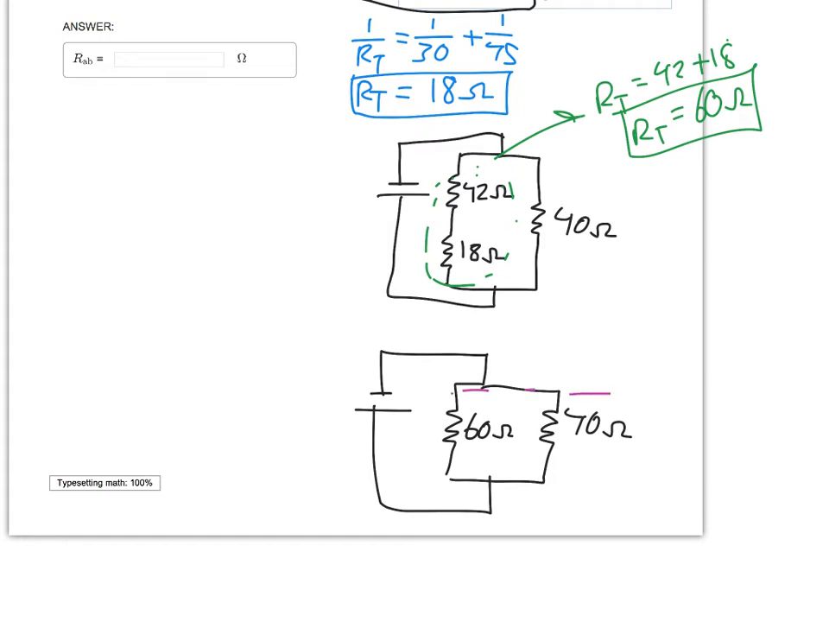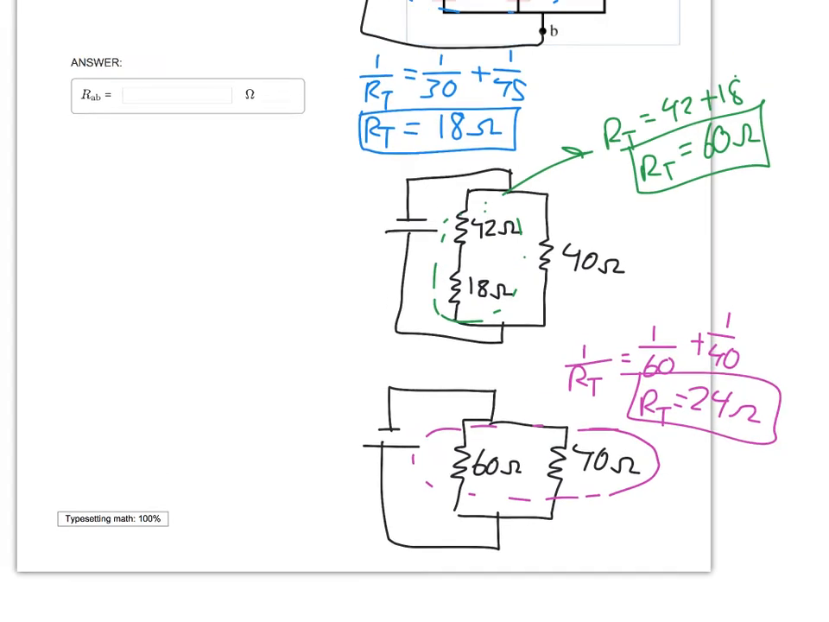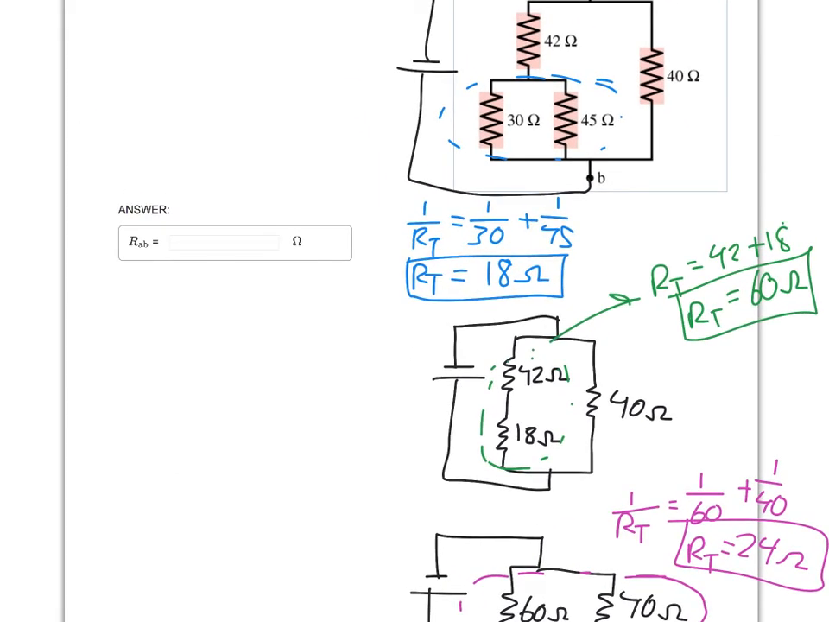We see now our final combination is just these two connected in parallel. So 1 over RT equals 1 over 60 plus 1 over 40. And when we go ahead and solve for that, we end up getting a total resistance here of 24 ohms. And so we can just put that in there as our final answer.